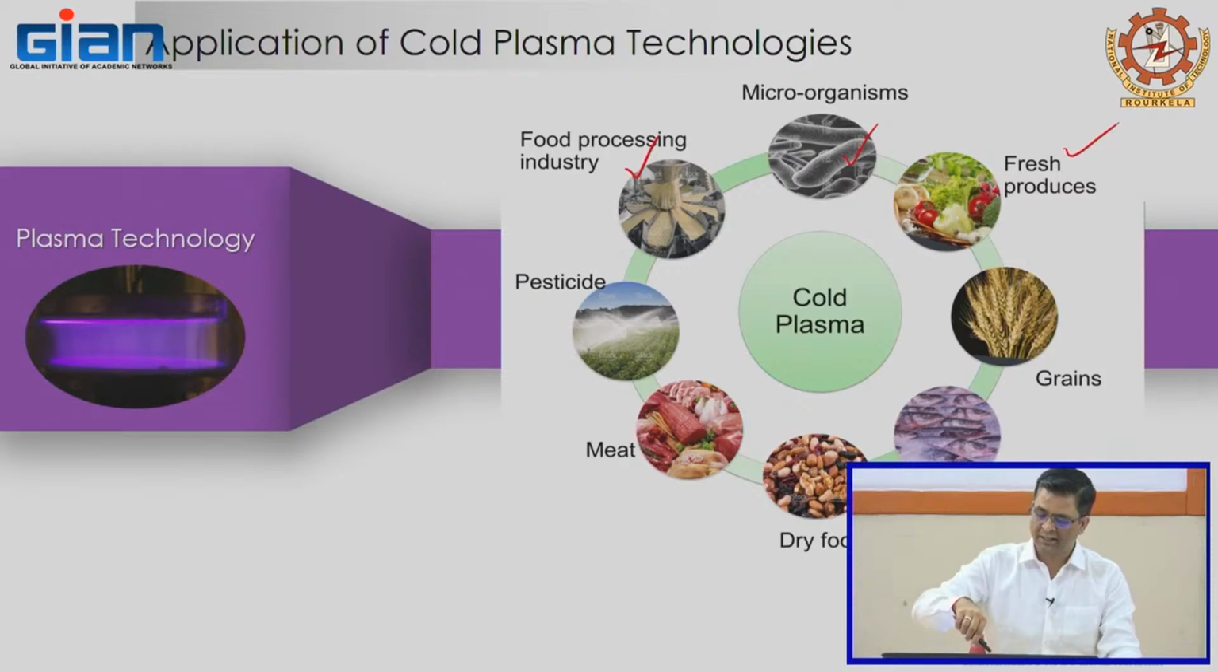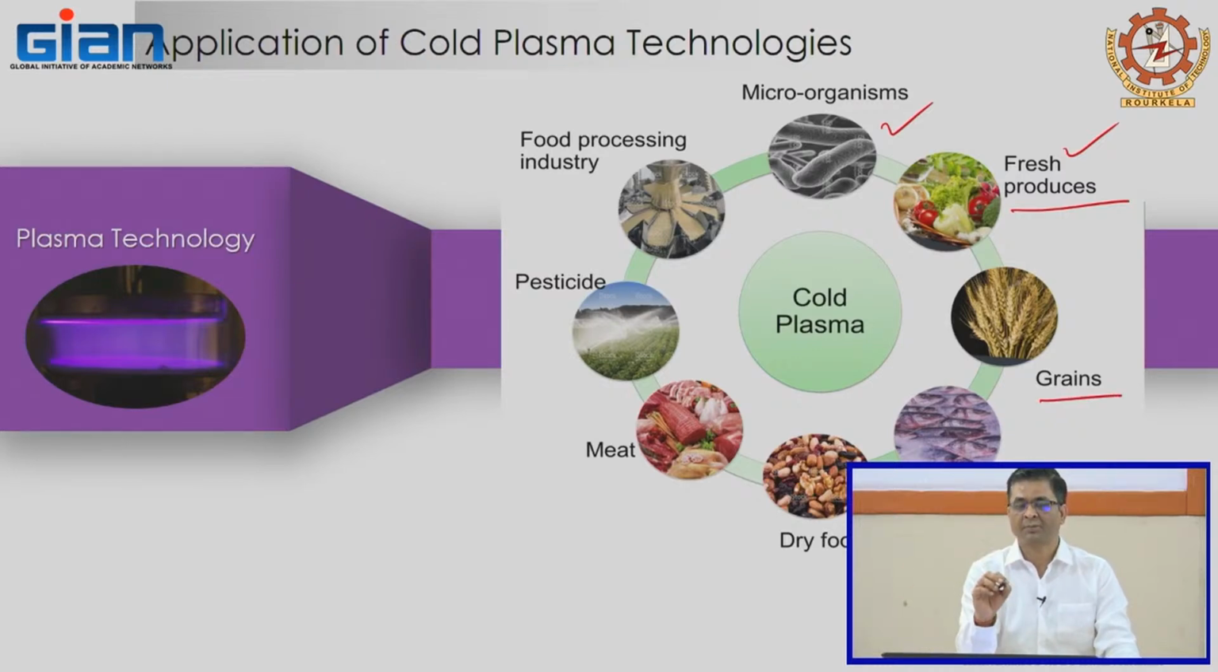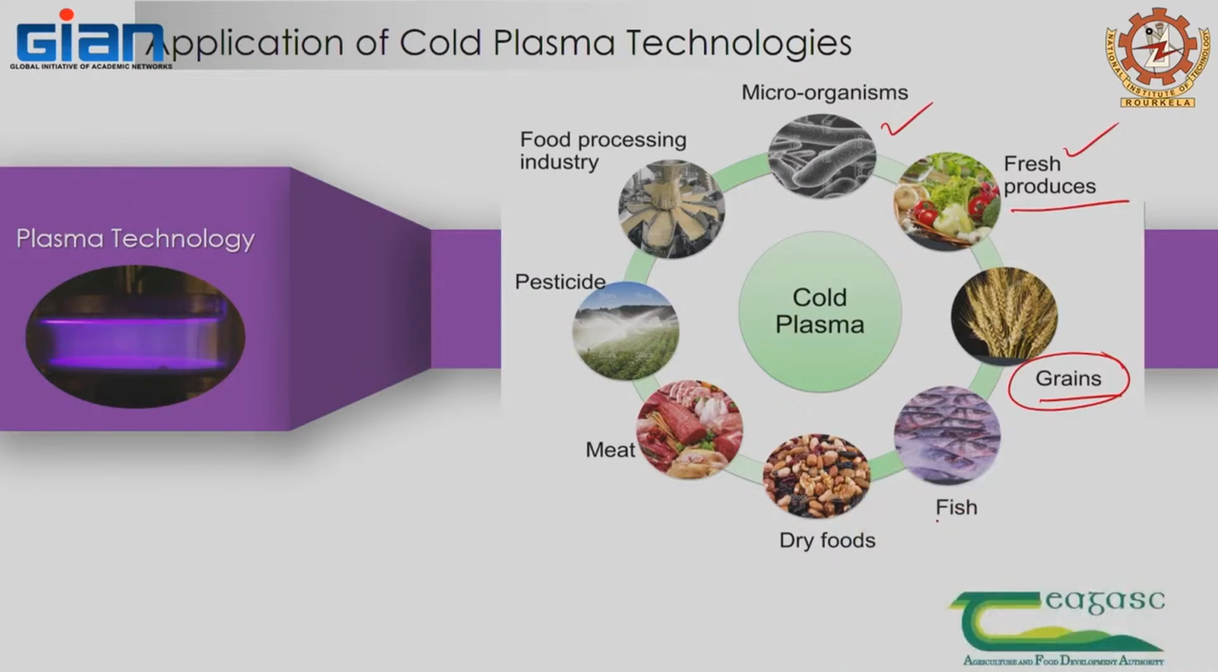So when it comes to application, I'll quickly go through all of these. Microorganisms, for inactivation. Fresh produce, surface cleaning, surface decontamination. Grains, again microbial decontamination of molds and fungi, and if you use plasma along with drying, you can get rid of those fungal infections so that mycotoxins are not produced. Even if mycotoxins are produced, plasma can degrade those mycotoxins to a certain extent.